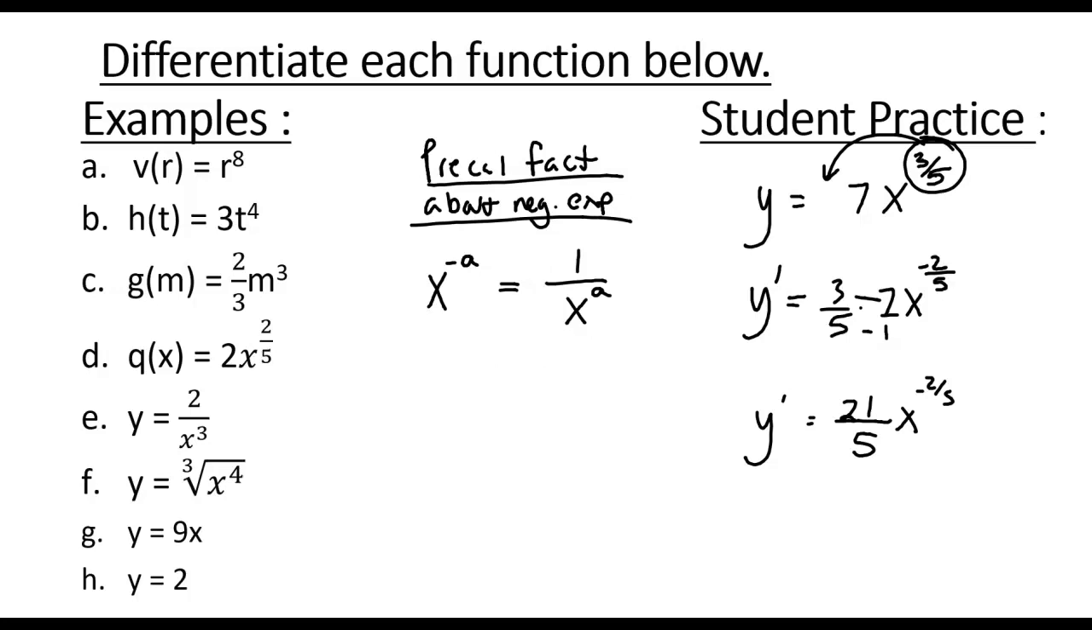Okay? So, for instance, if I have this, that's the same thing as 1 over x squared. Or, if I have this, that's the same thing as x to the -7.